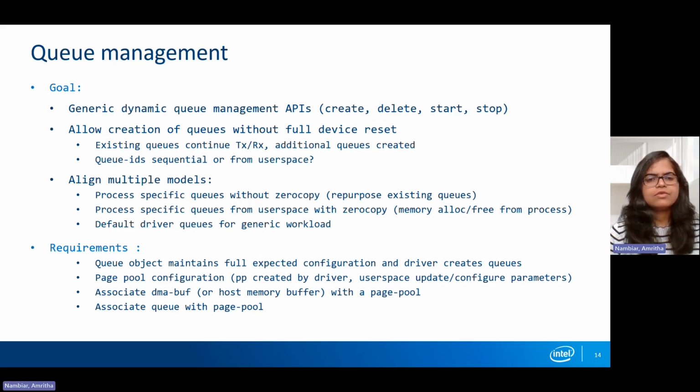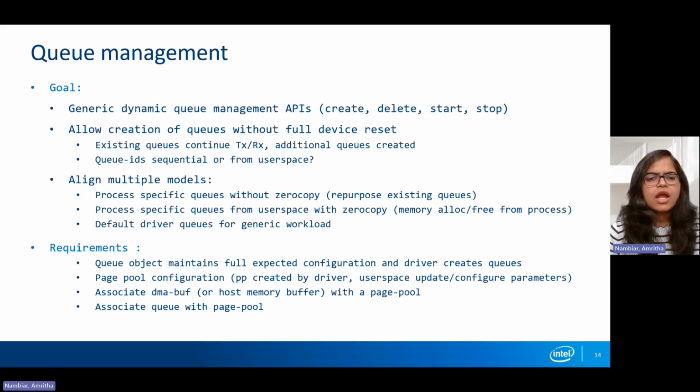And this should align with multiple models. So there is one model where there are process specific queues without zero copy, and this might repurpose existing queues, mostly related to container use cases. And then there are process specific queues from user space with zero copy that mostly allocates or frees memory from the process itself. And then there are the default driver queues for normal network traffic.